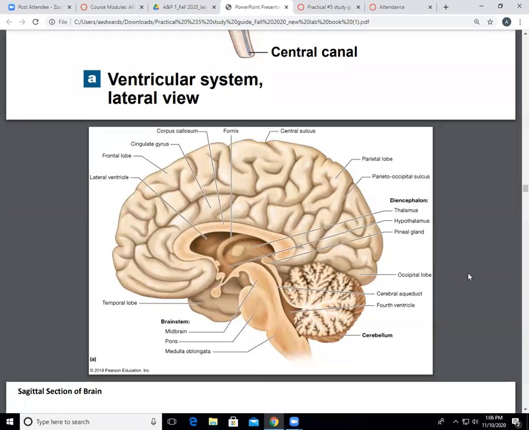Okay, so main thing I kind of want you to see here, again, you got your central sulcus, frontal lobe, parietal lobe, occipital lobe. And here's the parieto-occipital sulcus. So it's separating your parietal lobe from your occipital lobe. Okay, here's your diencephalon region. There's your thalamus, your hypothalamus, pineal gland. This is your corpus callosum. It connects your cerebral hemispheres together. Okay, it's how the cerebral hemispheres are able to talk to each other. Okay, just inferior to that, that's your lateral ventricle and your fornix.